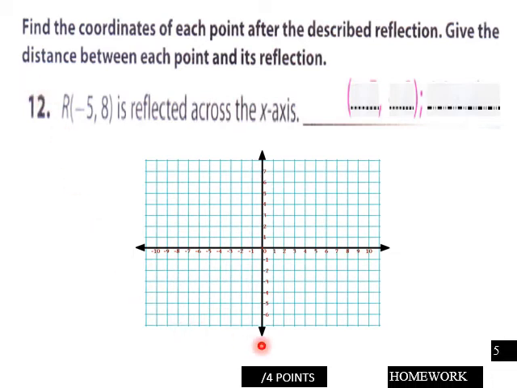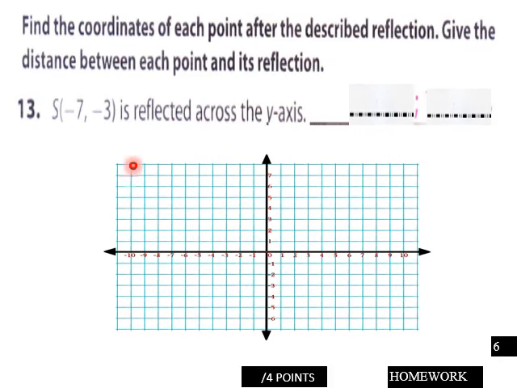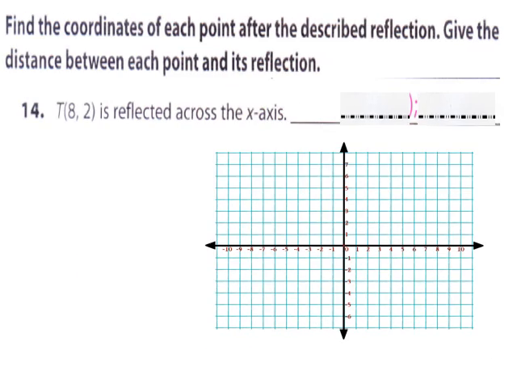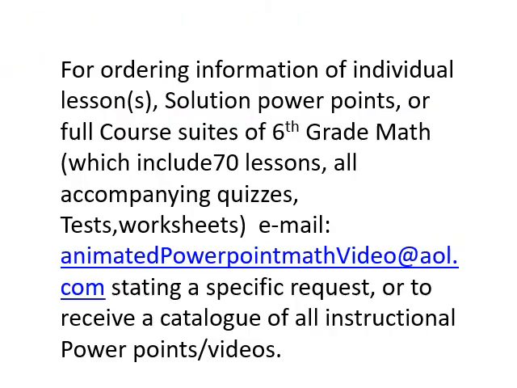Refer to your lesson. Refer to my YouTube site or the website for further information, or email me, and I can do online tutoring using an online whiteboard. Find the coordinates of each point after the described reflection. And then page 6, same thing. Give the distance between each point. And then page 7, same thing. Give the distance between each point.